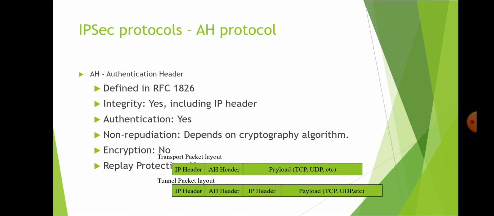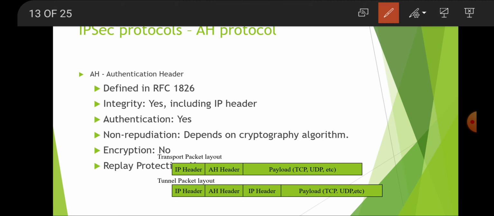Does it provide encryption? Obviously no. If you look at the architecture of IP security, you can see the arrow is given only to authentication; the authentication header provides only authentication, not encryption. It also provides replay protection. Both modes are shown, transport packet mode and tunnel packet mode. In the transport packet layout, there is the IP header and the AH header, and the remaining part is the payload, using the TCP or UDP protocol.